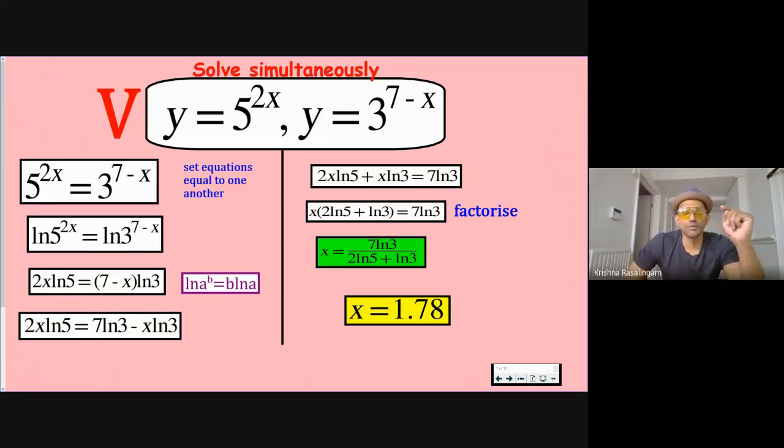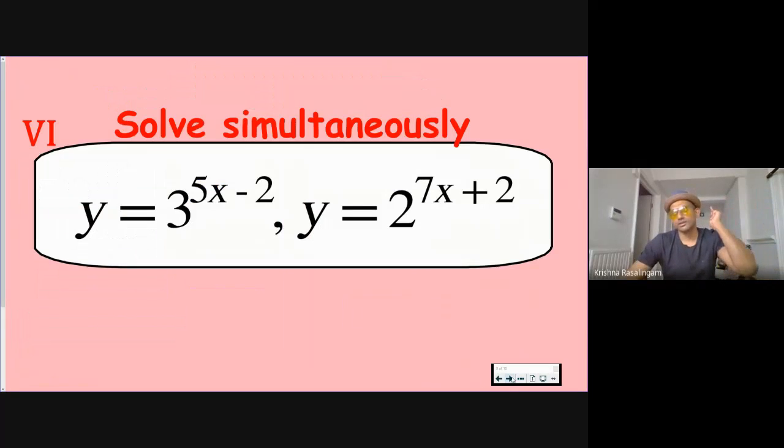So let's just recap what we did. We set the equations equal to each other to eliminate the y. We then took lns to enable us to bring the exponent down, and then we grouped terms, factorised, solved. Yeah, I recap because now, again, you're on your own. Go.